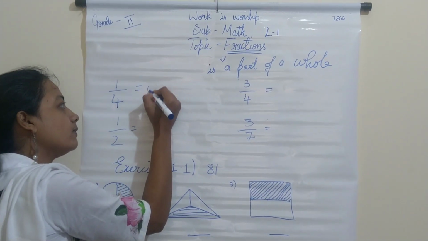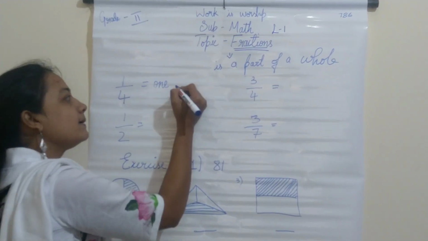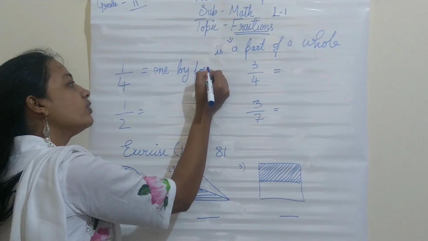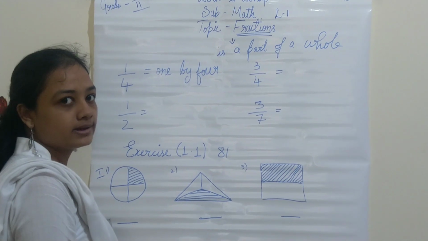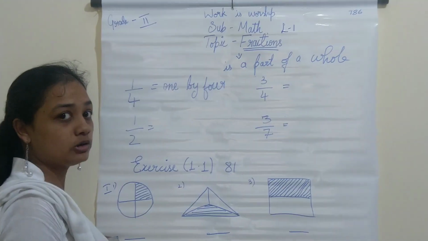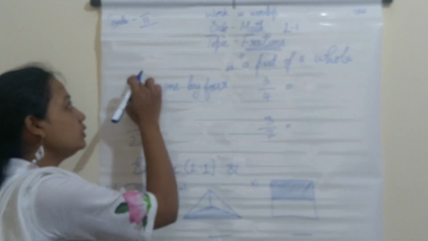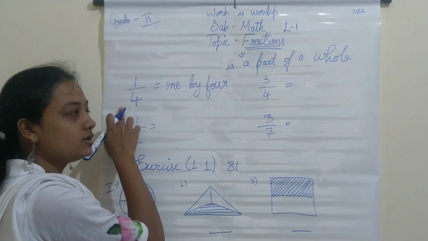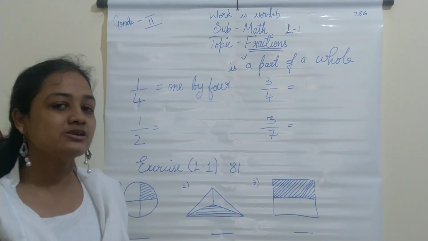That is 1 by FOUR 4. This is one way of writing it. You have another way also. That is, you are going to read this as 1/4.